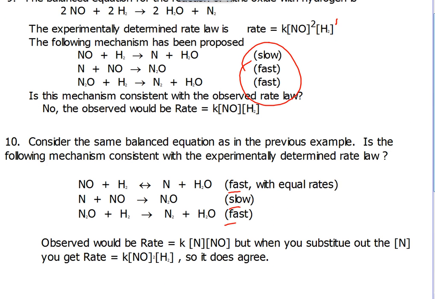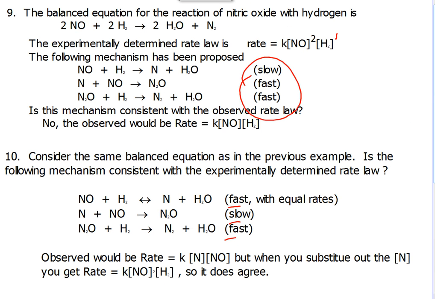So the first one's easy. If this is the slow step, then the only things that would matter are those two reactants. Once those two reactants react, the whole rest just occurs almost immediately. So it would have been NO to the first, H to the first, because those are the only two reactants in there. Does that match with what the data told us? That does not match. So it can't be slow, fast, fast.